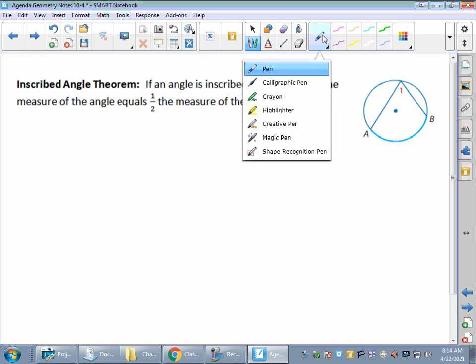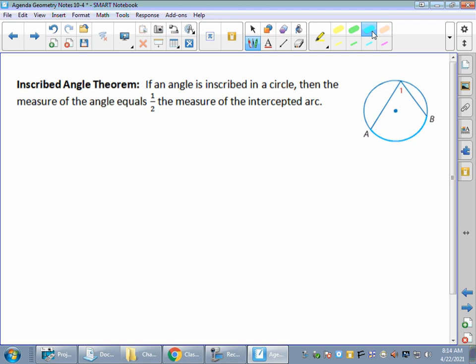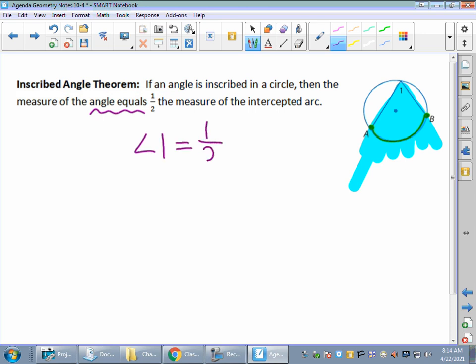Let me highlight this again. I'm looking at angle 1. Angle 1 has its vertex on the circle. I can follow those two chords out and highlight them. This is the minor arc AB. Actually, let's go with how it says it. Angle 1 is equal to half of the measure of the intercepted arc, which is arc AB.